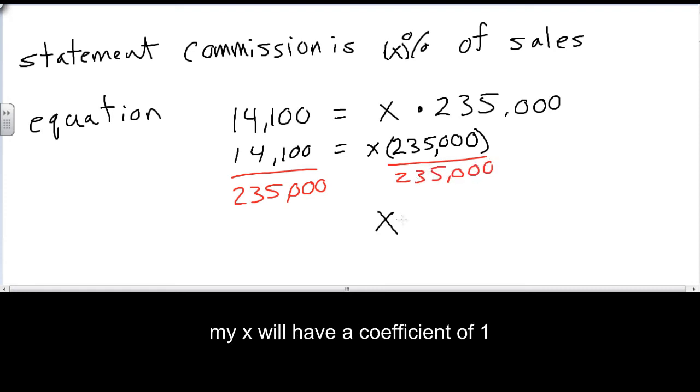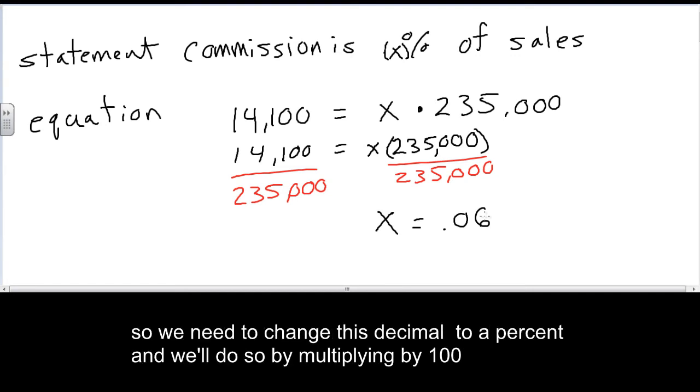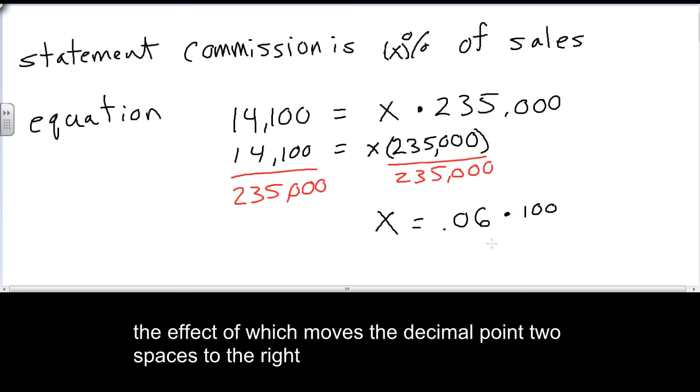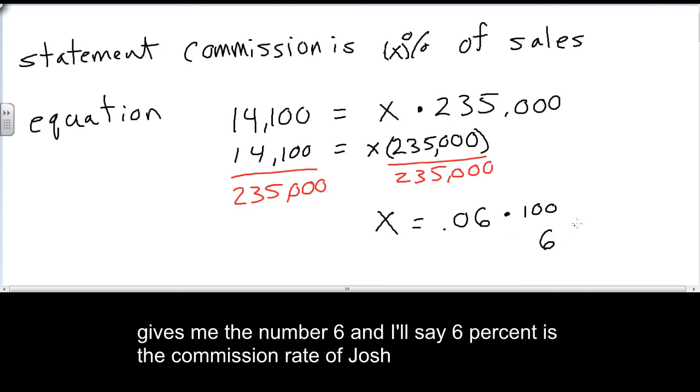My X will have a coefficient of 1. And when I divide 14,100 by 235,000, I get 0.06. Now this is our percent, but as a decimal. So we need to change this decimal to a percent, and we'll do so by multiplying by 100, the effect of which moves the decimal point 2 spaces to the right. Gives me the number 6, and I'll say 6% is the commission rate of Josh.